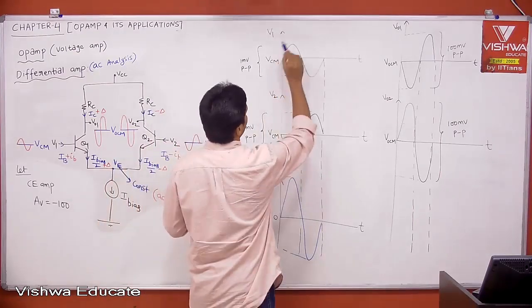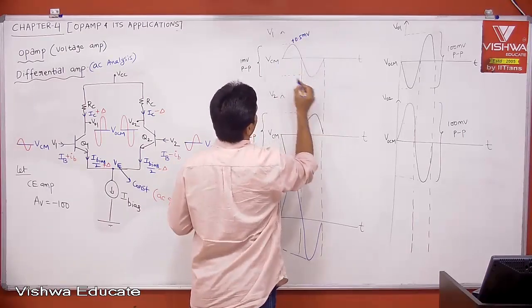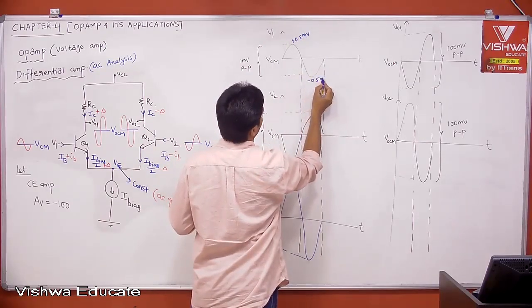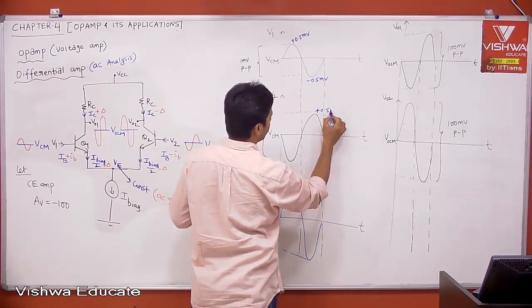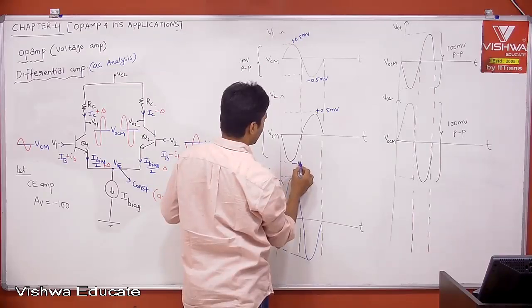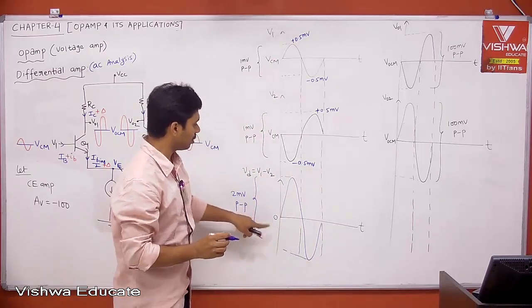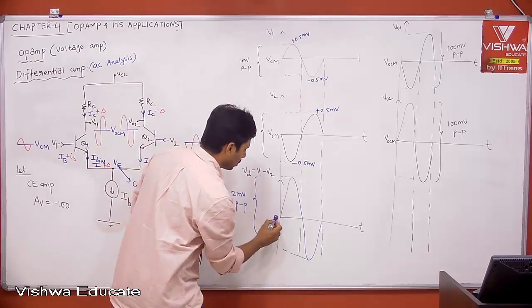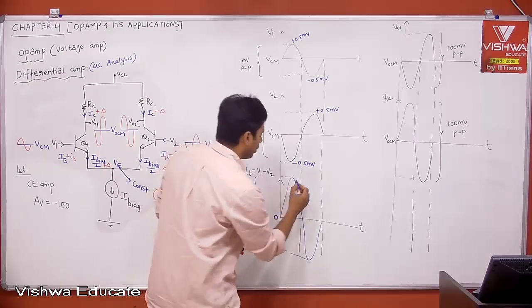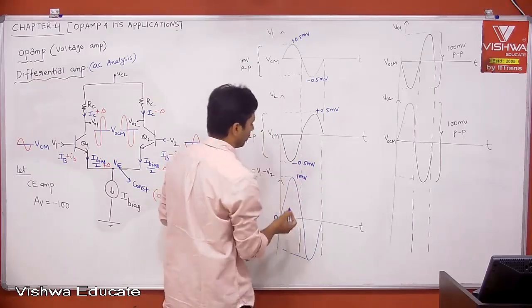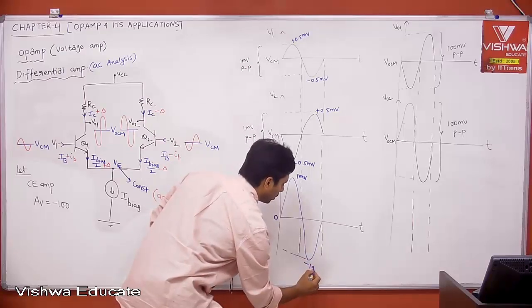because VCM plus, let us say, 0.5 millivolt and VCM minus 0.5 millivolt. Here VCM plus 0.5 millivolt and VCM minus 0.5 millivolt. Then tell me VCM minus VCM, 0. Now 0.5 minus of minus 0.5 will become 1 millivolt peak, and minus 0.5, minus 1 millivolt.